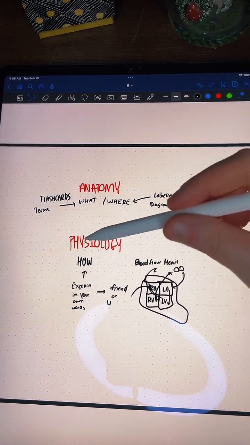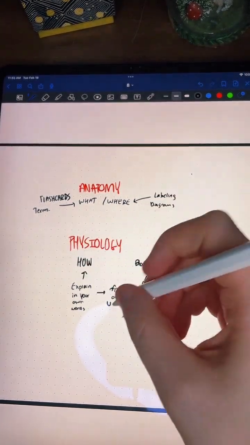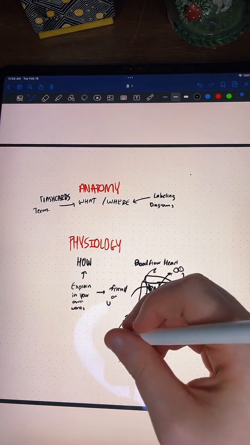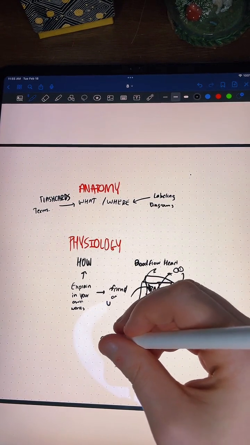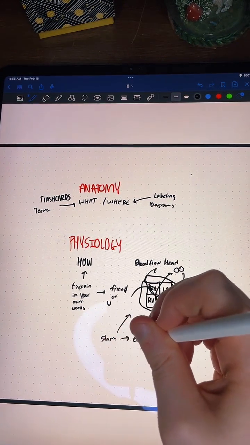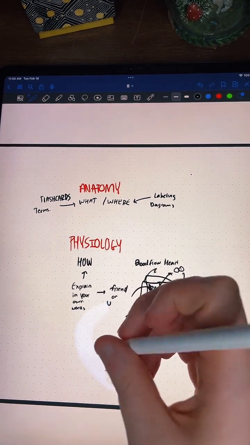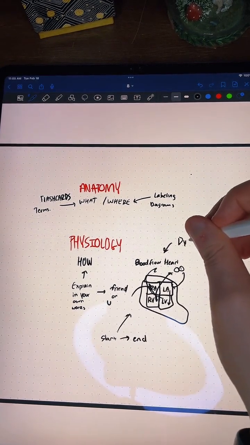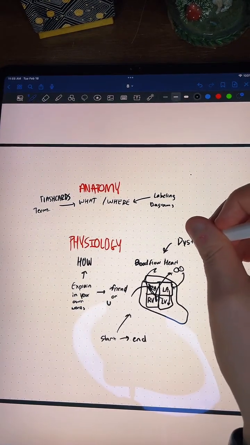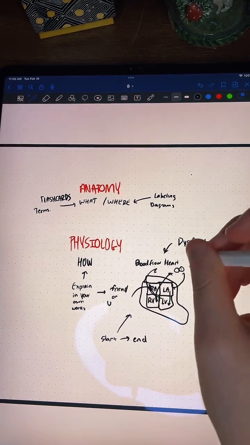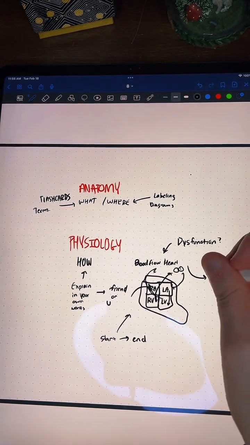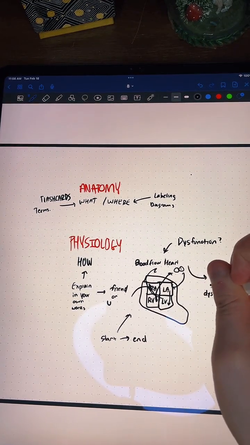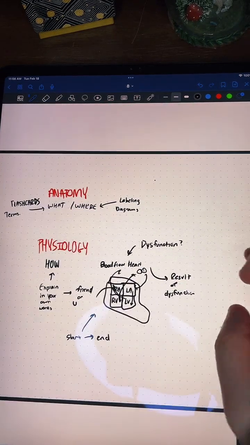That's essentially how you go over physiology, how things work. So there's normal physiology, how something works from start to the end. What things cause dysfunction of this? What would cause dysfunction? And then the result of dysfunction. So that's kind of how I always have looked at it in a way.